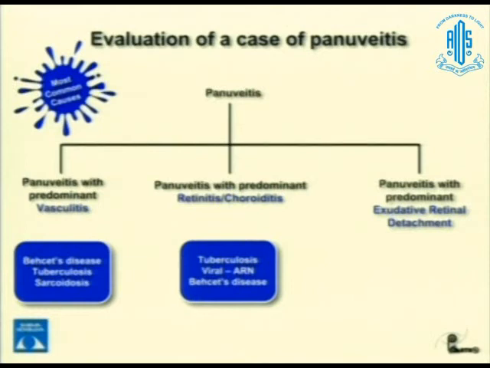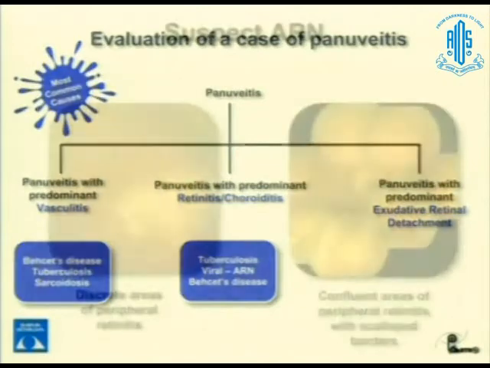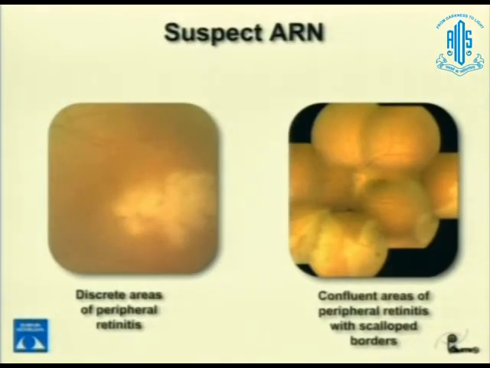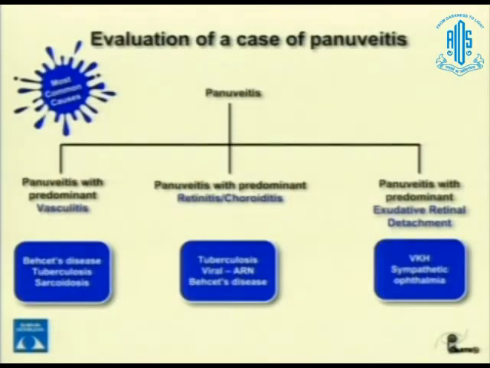So next variety of pan-uveitis. The first was vasculitis. The next is predominant retinitis and choroiditis. In such cases, think about tuberculosis, viral causes, acute retinal necrosis, and Behçet disease. One should suspect acute retinal necrosis if you are examining a patient with vitreous haze and you see on the periphery discrete areas of peripheral retinitis or some confluent areas of peripheral retinitis. So one should suspect acute retinal necrosis in such cases.